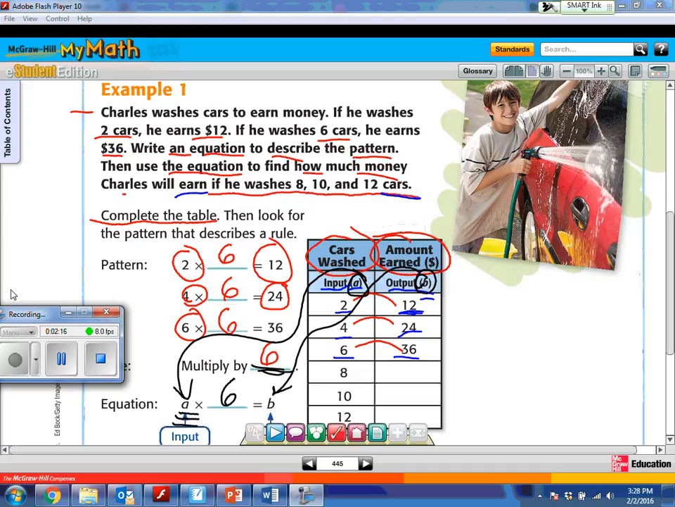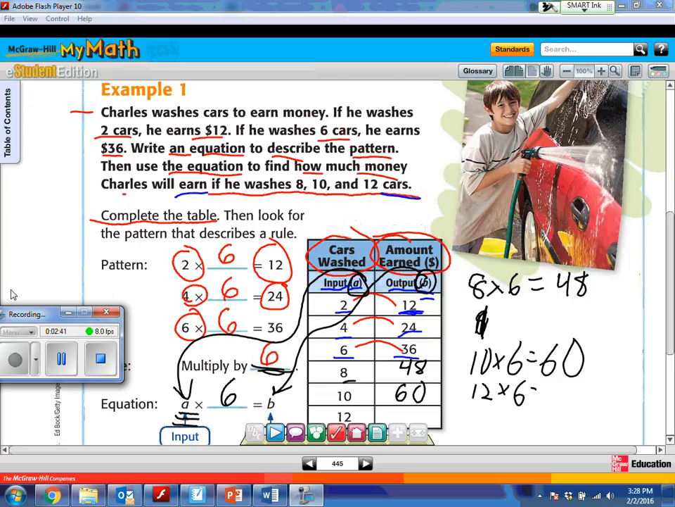So now let's take a look. If he washes 8 cars, how much money is that going to be? Well, we take our equation, we take 8 times 6, that gets us 48. What about our 10 times 6, that equals 60. And 12 times 6, well, that equals 72.